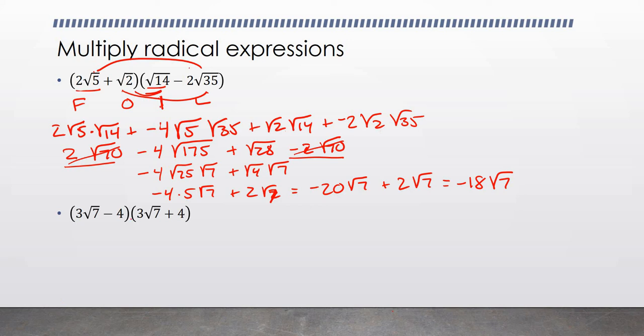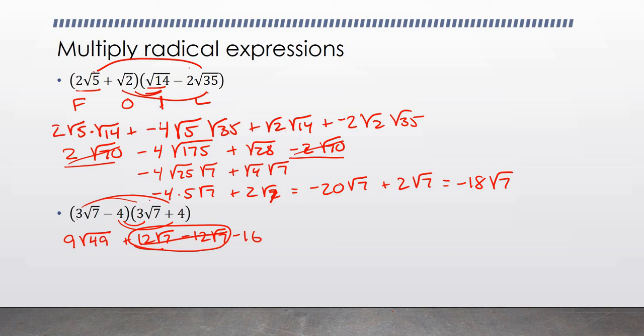I have one more to do of these, so try this on your own, FOIL this, and then come on back. Okay, first times first. 9 times the square root of 49. Root 7 times root 7 is root 49. 3 times 3 is 9. Outside, plus 12 root 7. Inside, minus 12 root 7. And last is negative 16. Plus 12 minus 12 is 0.